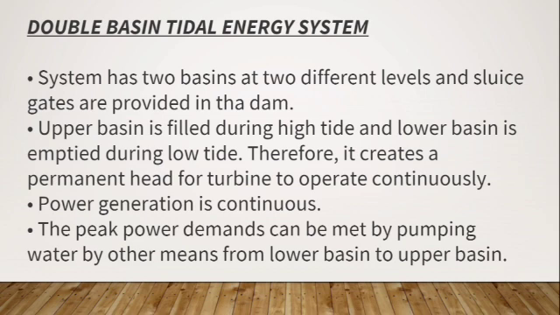Double basin tidal energy system. The system has two basins at two different levels and sluice gates are provided in the dam. The upper basin is filled during high tide and the lower basin is emptied during low tide. Therefore, it creates a permanent head for the turbine to operate continuously. Power generation is continuous. The peak power demands can be met by pumping water by other means from the lower basin to the upper basin.